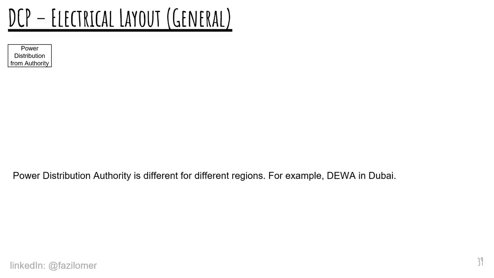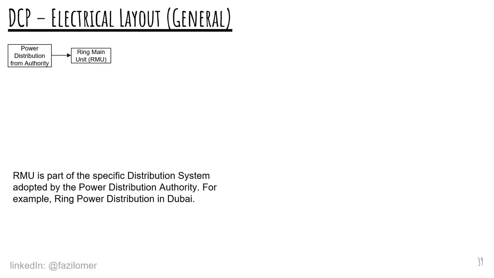Electrical power is distributed to the district cooling plant from the authority through underground or overhead electrical cables. The power distribution authority is different for different regions. It is Dubai Electricity and Water Authority, DEWA, in Dubai. Power is distributed through RMU units, which are part of the specific distribution system adopted by the power distribution authority, for example, the Ring Power Distribution System in Dubai.